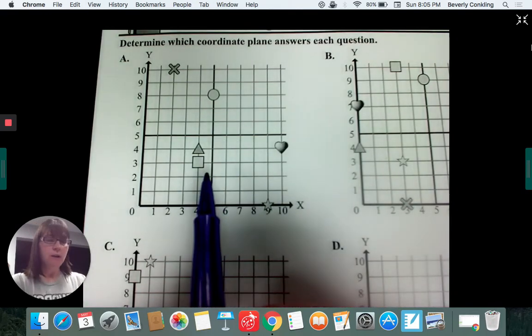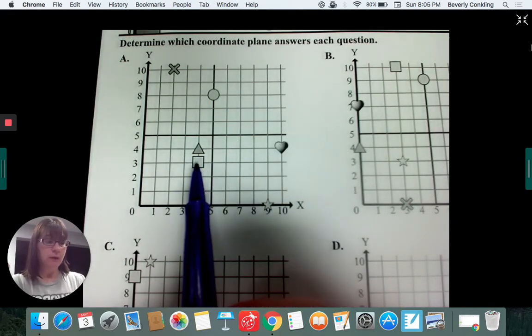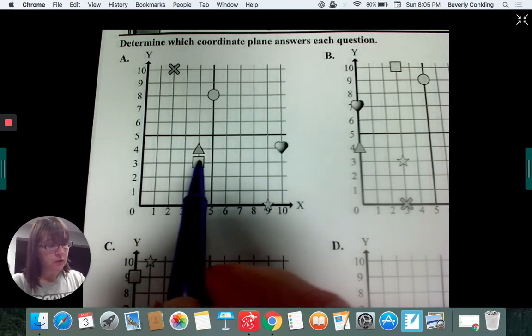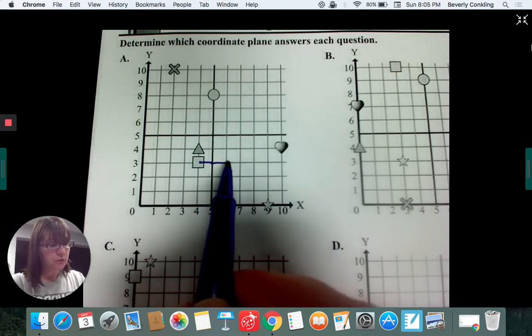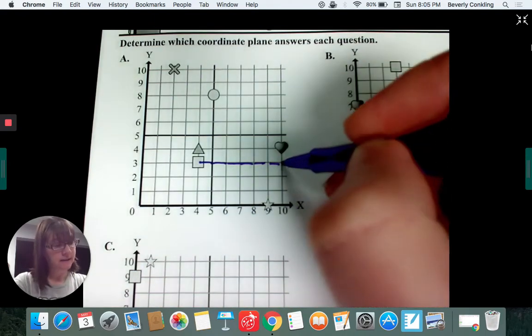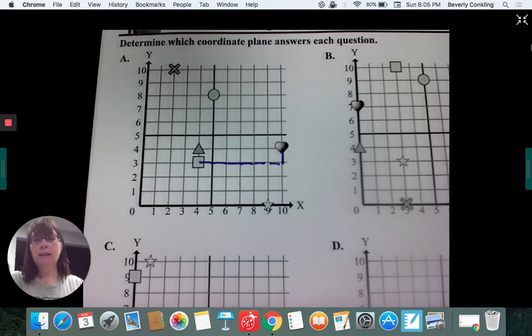So if I wanted to know the number of units between the square and the heart, I simply count, starts here, 1, 2, 3, 4, 5, 6, 7. So the distance between the square and the heart would be 7 units.